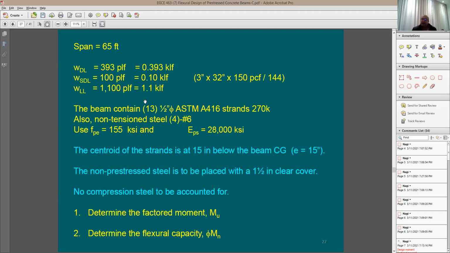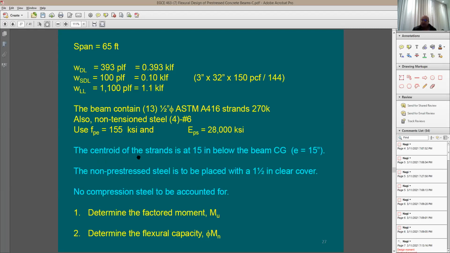It says here, you're going to have the same strands that you did in problem number 1. You're going to have non-tension steel, it's going to be number 6. Also, fpe is going to be 155, not 150 like the standard value. The modulus of elasticity for the pre-stressed strands is going to be 28,000 ksi. Usually, the one that we have for standard steel is 29,000. But here they say it's going to be 28,000. So, okay, we'll just use this value.